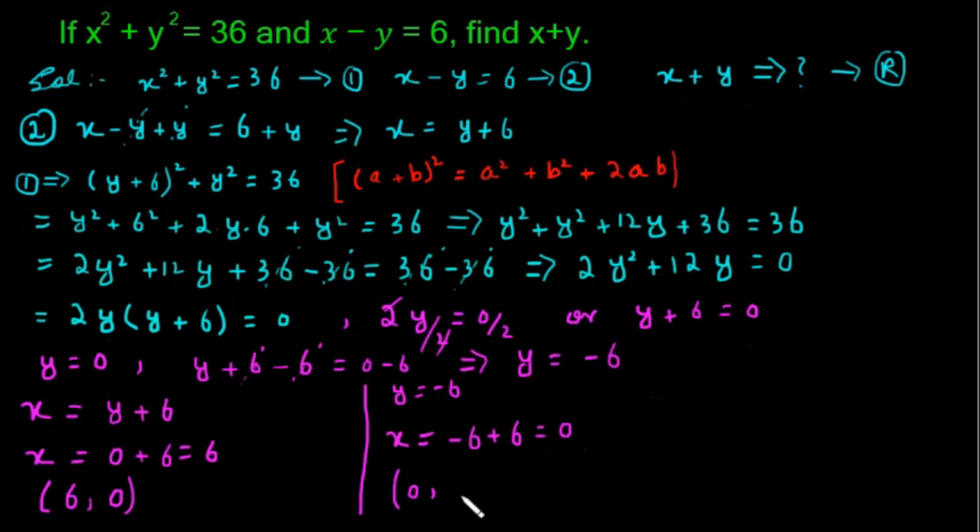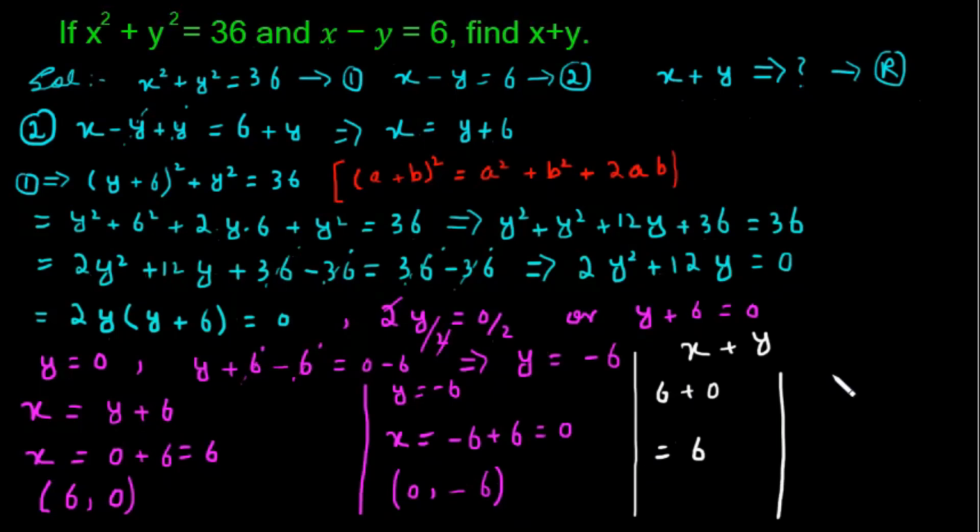So we got two pairs of x and y, and the required result, we know, is x plus y. So I have to find x plus y for both of these pairs, 6 and 0, and 0 and minus 6. For the first pair it will be 6 plus 0, which is equal to 6, and for the second pair it will be 0 minus 6, which is equal to minus 6. So we came to know that x plus y also has two possible values, that is minus 6 and 6. Alright.